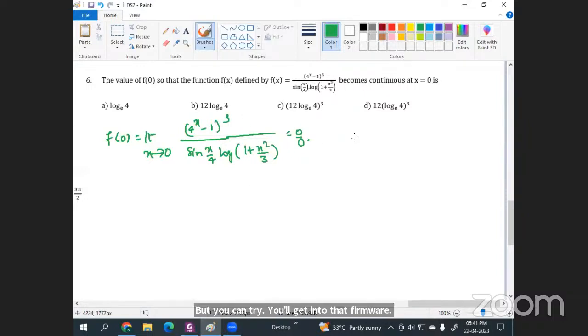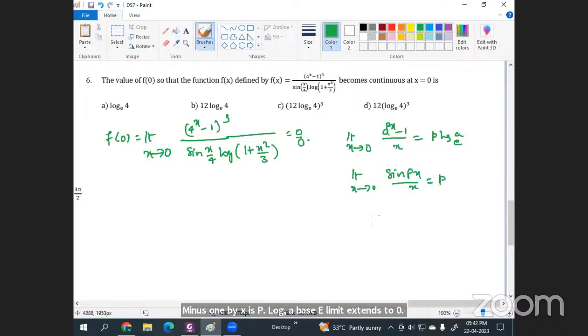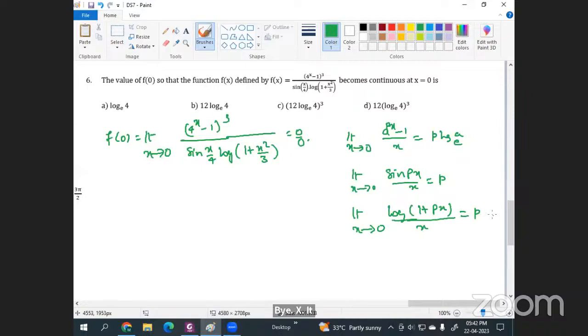But I am going for the standard limits concept. Limit x tends to 0, a power x minus 1 by x is log a base e. Limit x tends to 0, sine px by x is p, and limit x tends to 0, log of 1 plus px by x is p. Right? Now I'll bring it to this form.